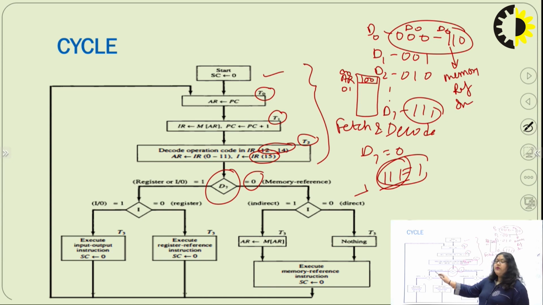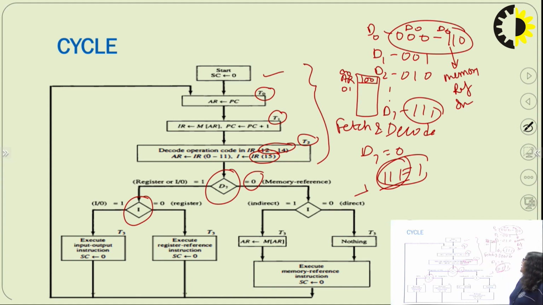Now which one is the register reference, and which one is input output reference? That is decided by the ith bit. When the ith bit is 0, this is the 15th bit of the instruction. When I is 0, it is the register reference. When I is 1, it is the input output reference.